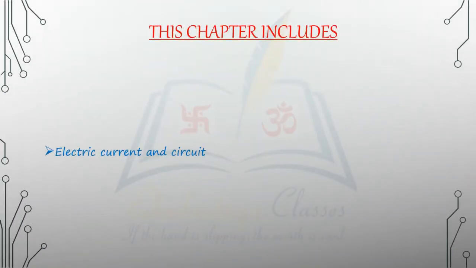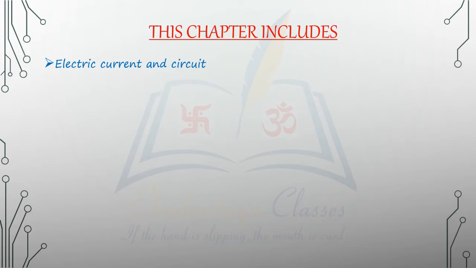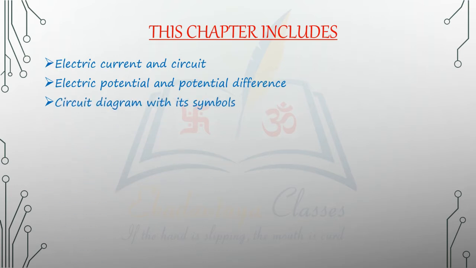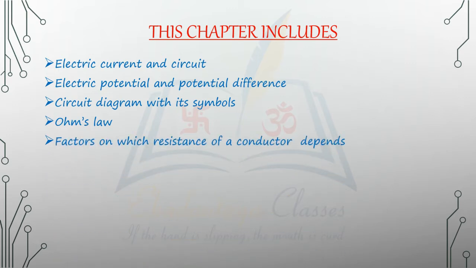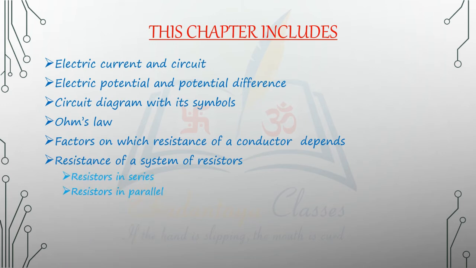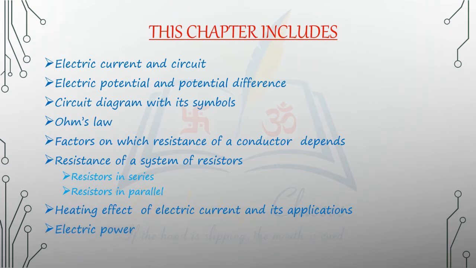This chapter includes electric current and circuit, electric potential and potential difference, circuit diagram with symbols, Ohm's law, factors on which resistance of a conductor depends, resistance of a system of resistors, resistor in series, resistor in parallel, heating effect of electric current and its application, electric power.